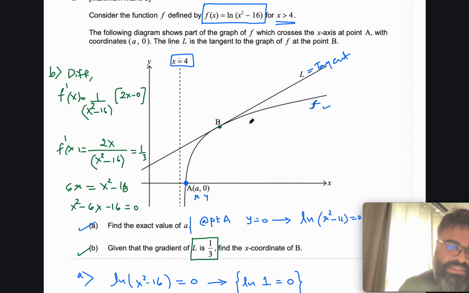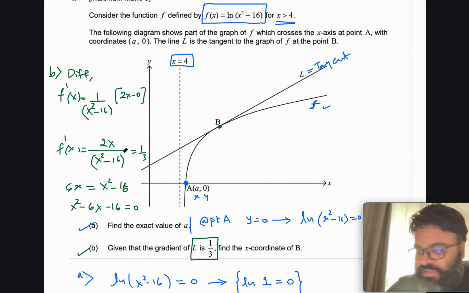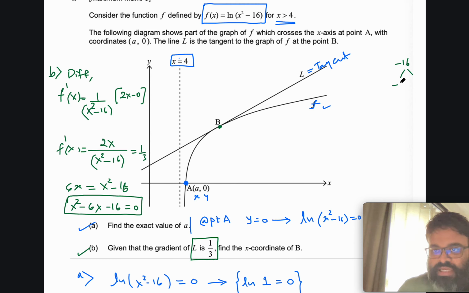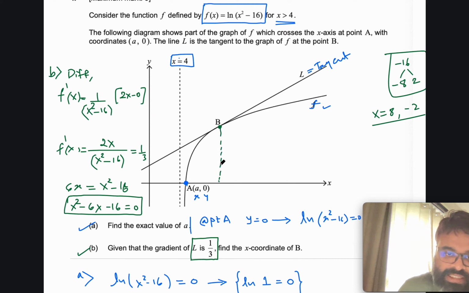So you have a tangent. Tangent is intersecting only at one point. So let me just see if there is any mistake here. Yeah, it's all good. So we just have to solve this quadratic equation here, and find the roots for x. Okay, for negative 16, the factors are going to be negative 8 times 2, right? So from this we know that x could be either 8 or negative 2. Okay, and this clearly is on positive side, so this is 8 for sure.